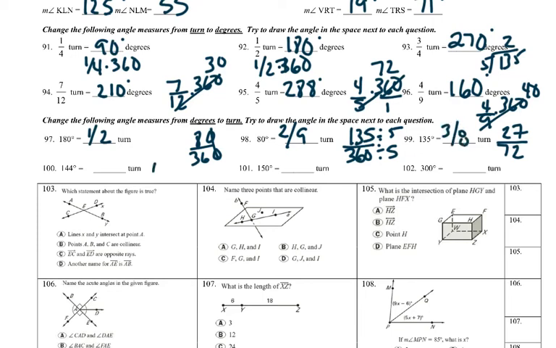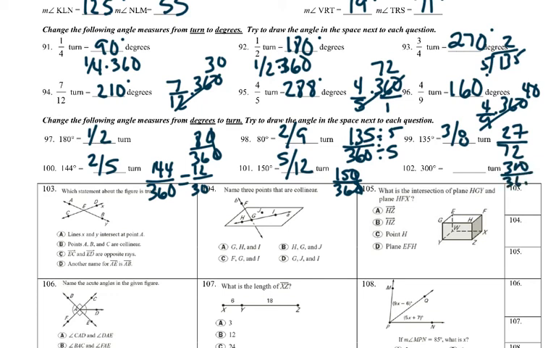You could put this on your calculator, it'd probably be a ton easier, and then just reduce the fraction on there. 12 goes into 144 12 times, 30, and then if I divide by 6, 2/5 of a turn. 150 over 360, if I cross out the zeros and then divide by 3, 5/12 of a turn. And then 300 divided by 360, 30 over 36 would be 5/6 of a turn. Boy, these last ones are hard to read, aren't they?